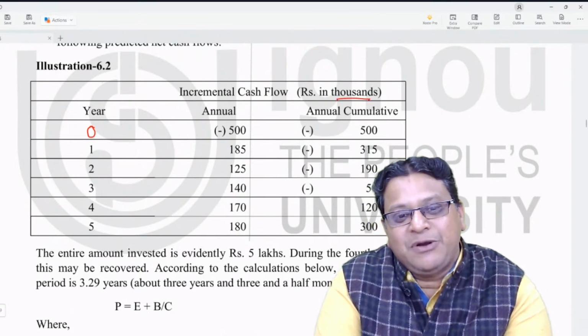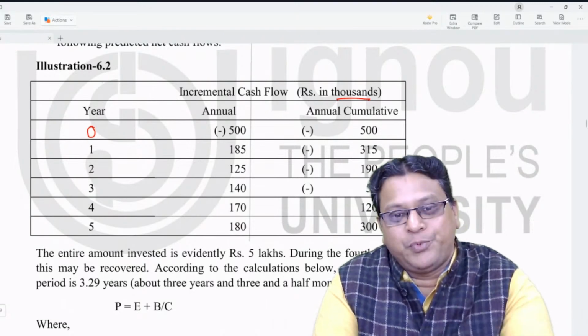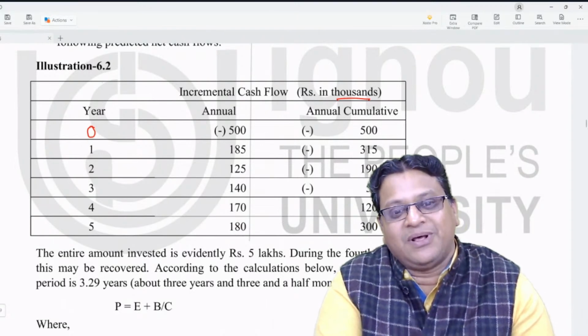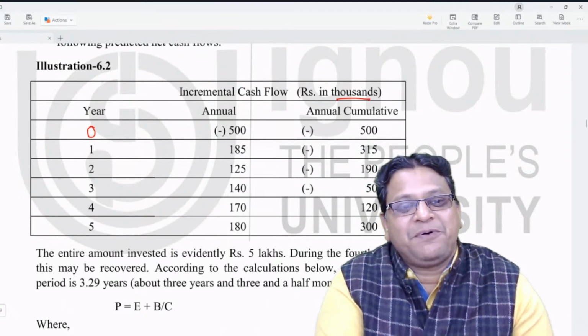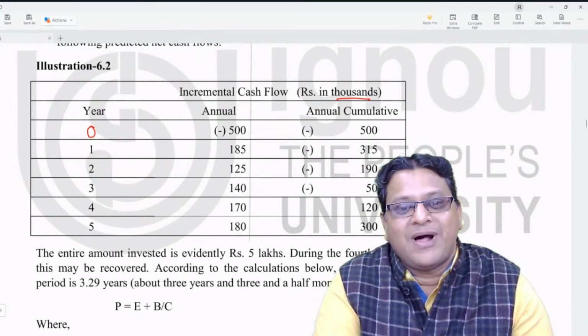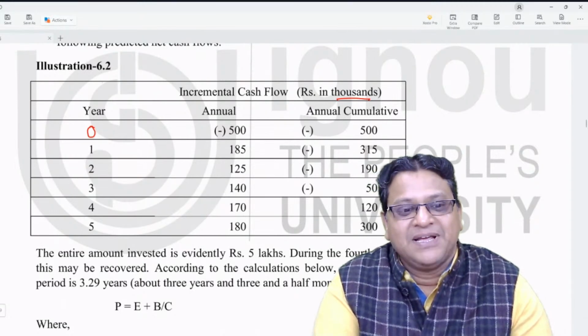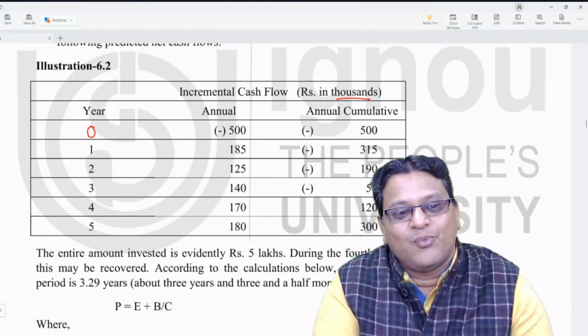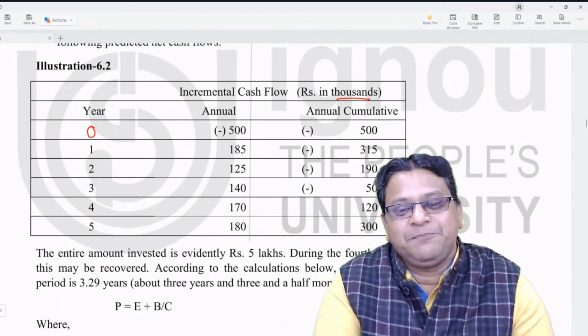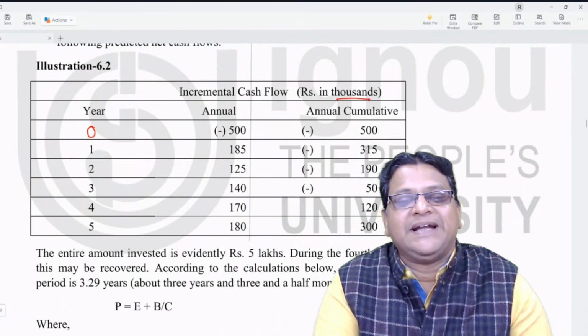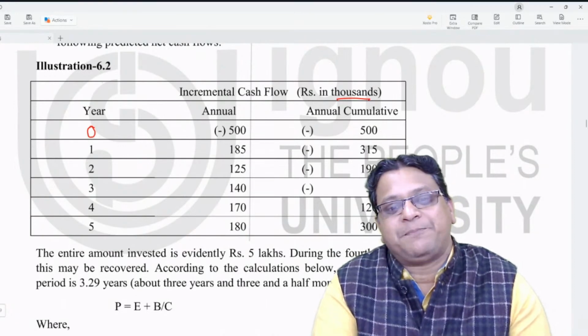So investment will be negative because you have put your money. In year 0 you put 500. In the first year you get back 185. In the second year you get back 125. In the third year, you get back 140. In the fourth year, you get back 170. And in the fifth year, you get back 180. Find out the payback period.